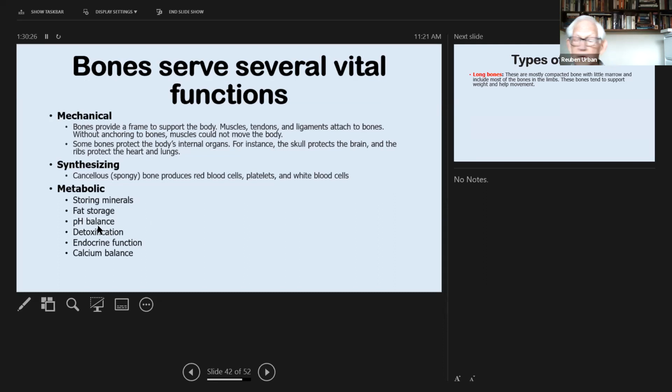Now, it also looks after the pH balance of the body. It has a detoxifying function. It also has an endocrine function, and of course, it controls the calcium balance in the whole body.